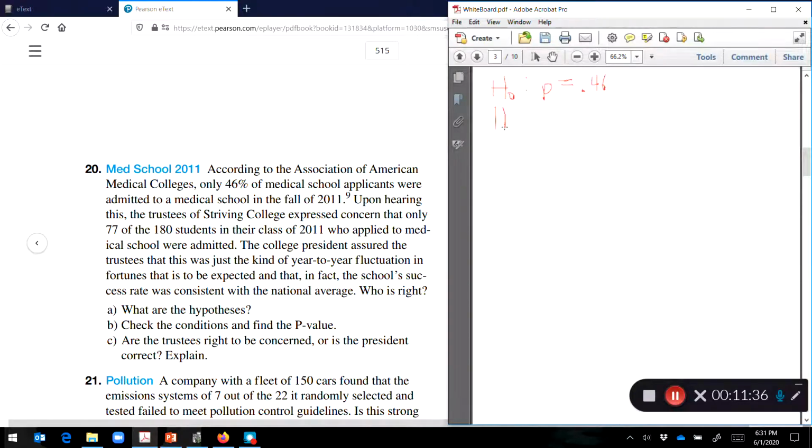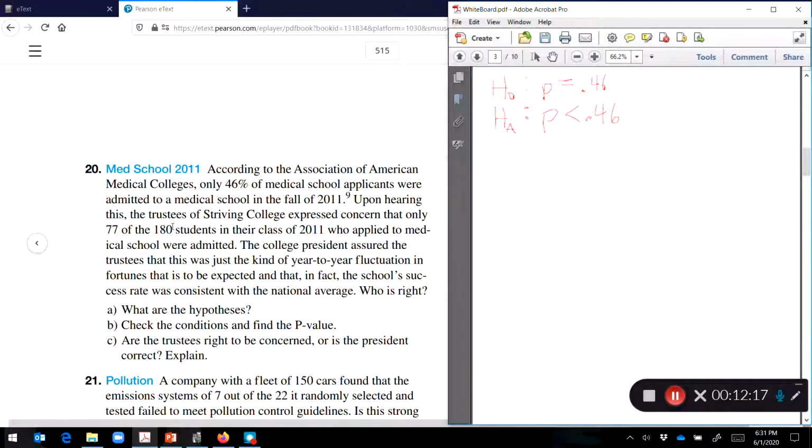Now, my alternative hypothesis, notice it said here that the Board of Trustees is concerned that only, in other words, they think it's too low. So we were trying to test the hypothesis is P less than 0.46. All right, let's check our conditions. Is it randomly selected? Well, no, it's not randomly selected, but that is typical of the class year. So I don't need the random selection because I'm using that as one class out of many classes that are randomly selected. So we're okay on that.